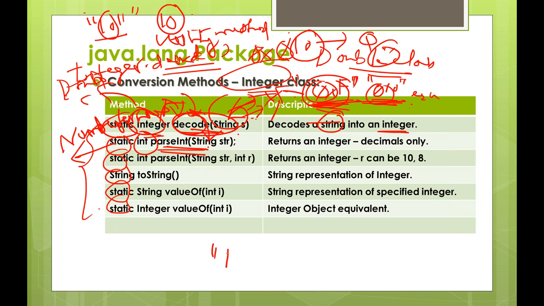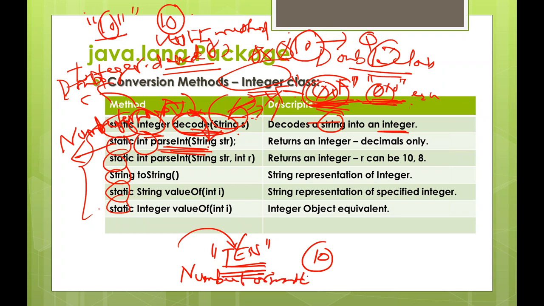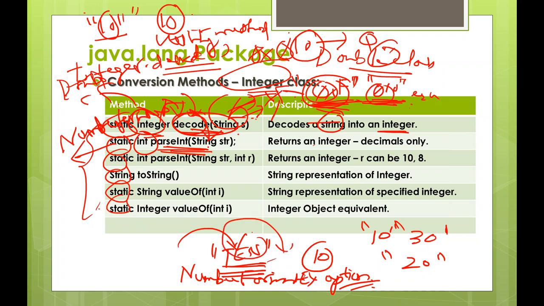For example, if you have a string by name ten, this will not be converted into 10 and the value will not be returned. This is a string. So when you try to pass such a string, parsing will throw NumberFormatException. The string which contains correct numbers, for example 10, 20, those kinds of numbers will be parsed and the corresponding value will be returned. Otherwise this kind of thing is not converted into 10, and it will throw NumberFormatException.